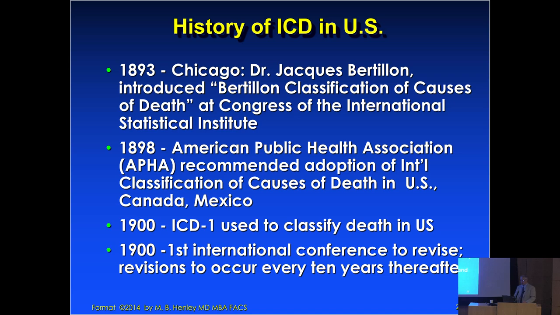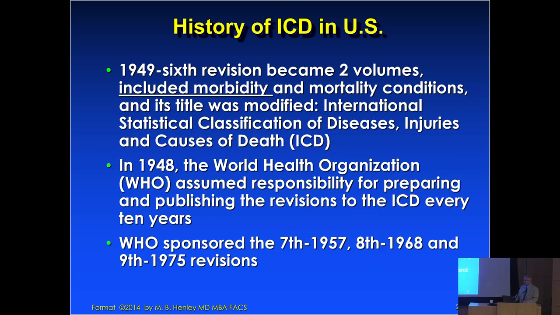The sixth revision is when it became two volumes post-World War II, and this is the first volume to include morbidity or diseases in addition to death. And its title was modified to the International Statistical Classification of Diseases, Injuries, and Causes of Death. In 1948, the World Health Organization assumed responsibility for preparing and publishing the revisions, and then they sponsored the revisions approximately every decade thereafter.